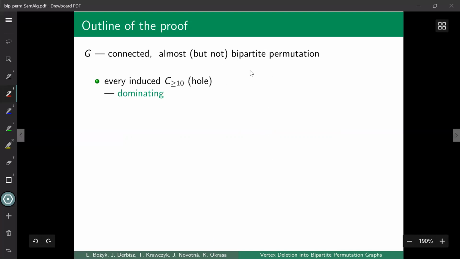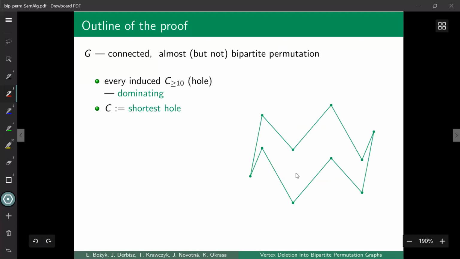What we can prove is that every such hole, induced cycle, is a dominating set in such a graph. So the remaining vertices can be organized around any hole which remains there. After we take the shortest hole, say it's of length 10, as in the picture, we can organize the structure of our graph around this shortest hole that we pick. Let's draw it in the picture like this, mimicking these bipartition classes. If it was of odd length, then we should be mimicking this half twist in a Mobius strip, but this is easier to draw.